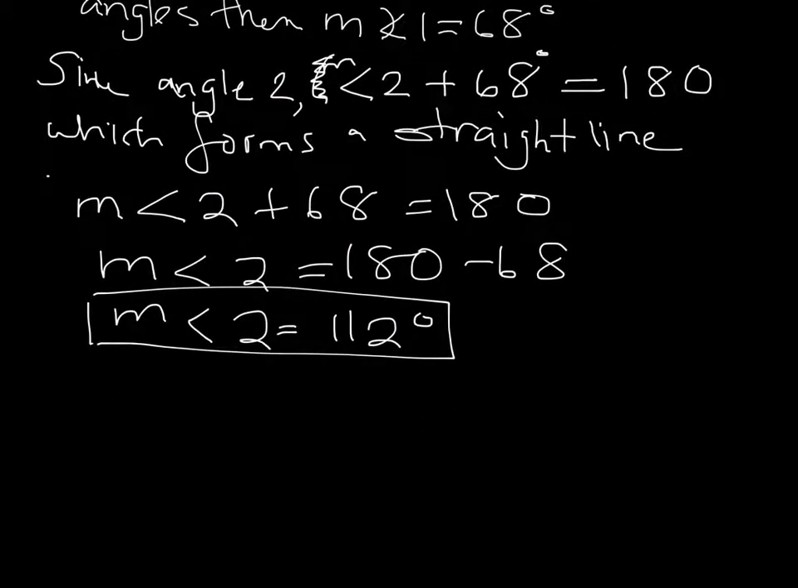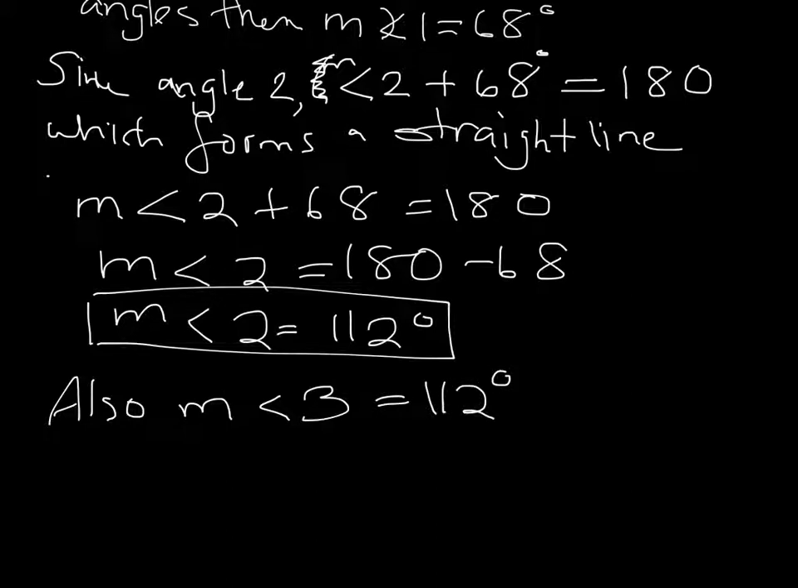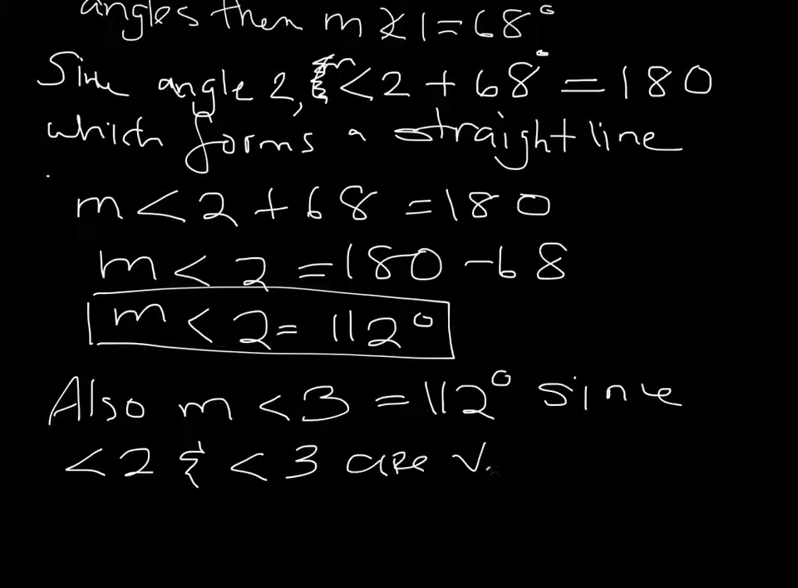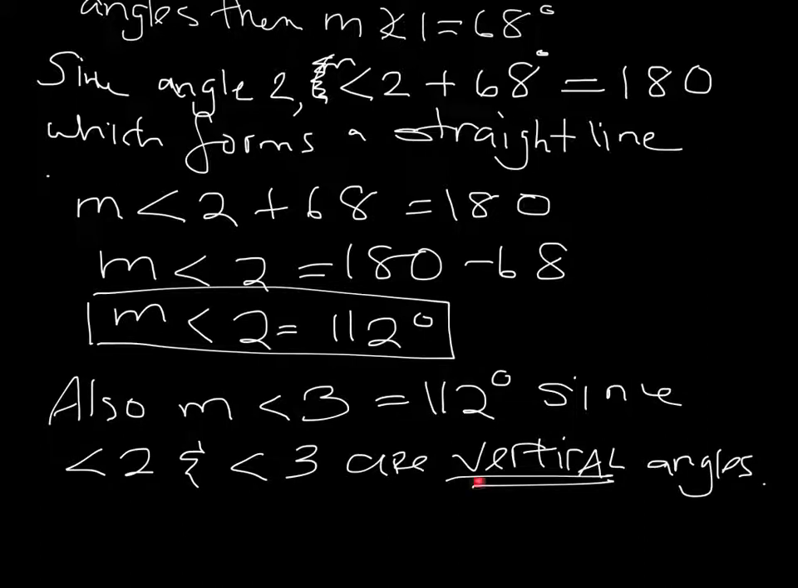So then we can simply conclude, also the measurement of angle 3 is 112. Why? It's 112 since angle 2 and angle 3 are vertical angles. So this is important. You can't just say that they're equal. Well, why are they equal? What's the evidence? Well, the fact that they are vertical angles. So it's a popular property that we will be using.